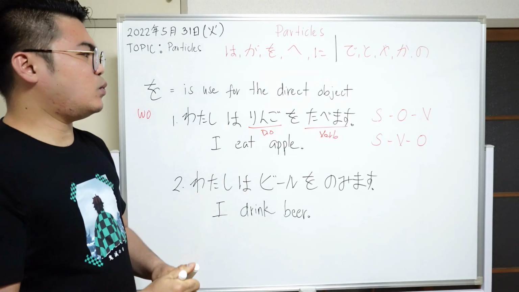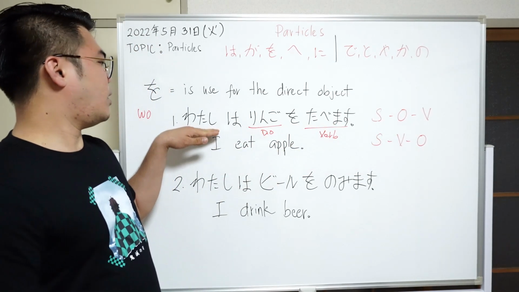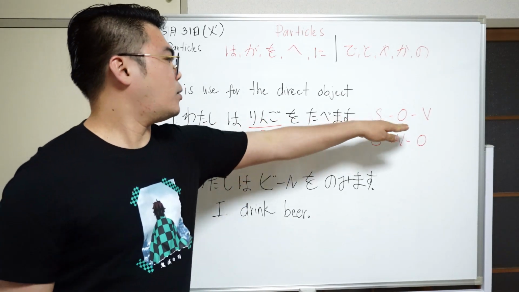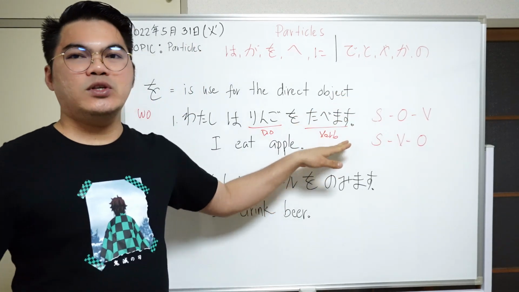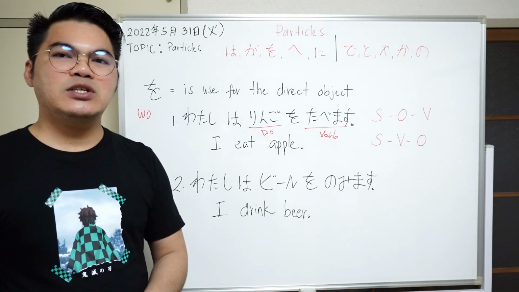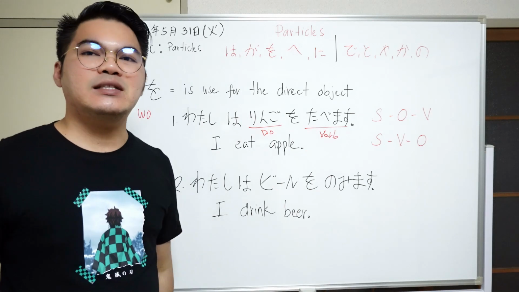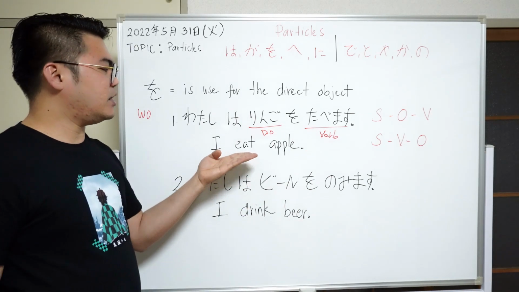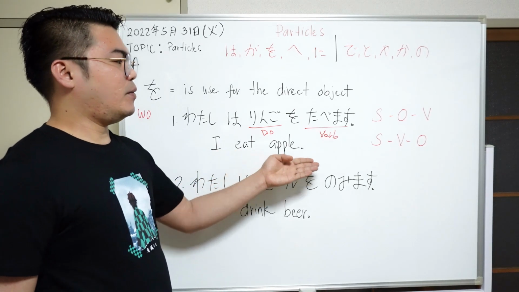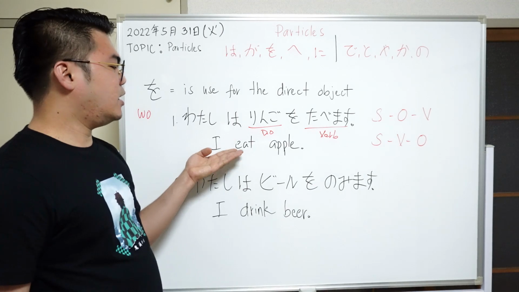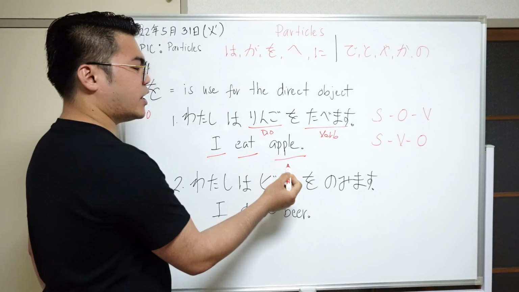In Japanese, we write the sentence in this order: our subject is watashi, the object is ringo, and the verb is last. When you construct a sentence in Japanese, you always put the verb at the end of the sentence. Unlike in English, where the verb is in the middle of the sentence, right? So, I eat apple. S-V-O: subject, verb, direct object.